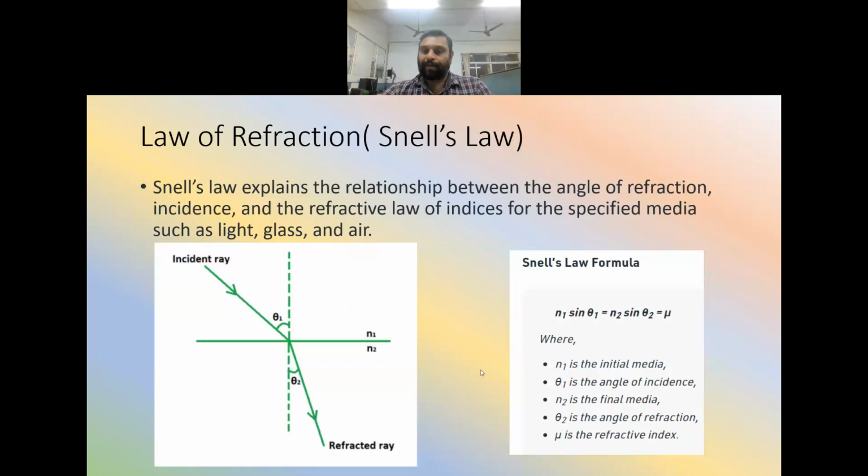Here N1 is the refractive index of the first medium, that is, the medium from which the incident ray is coming. Theta 1 is the angle of incidence, and N2 is the second medium's refractive index. Theta 2 is the angle of refraction. So N1 sin theta 1 is equal to N2 sin theta 2. That is Snell's law.